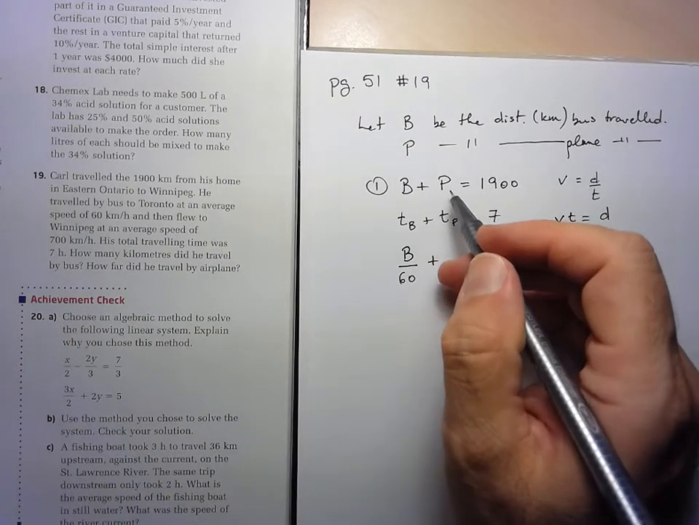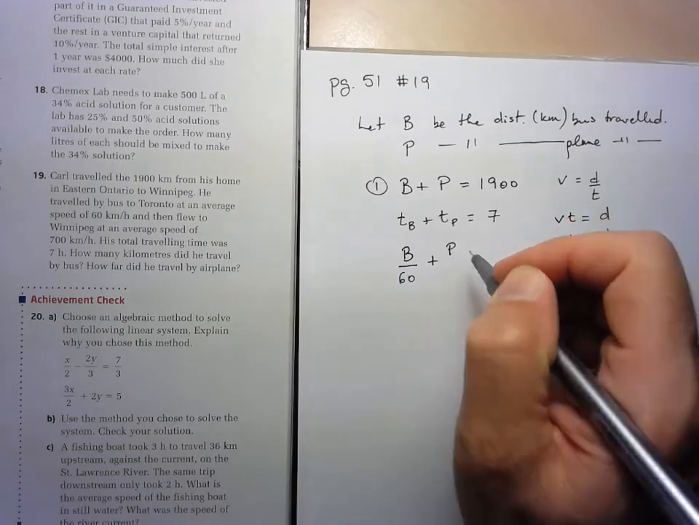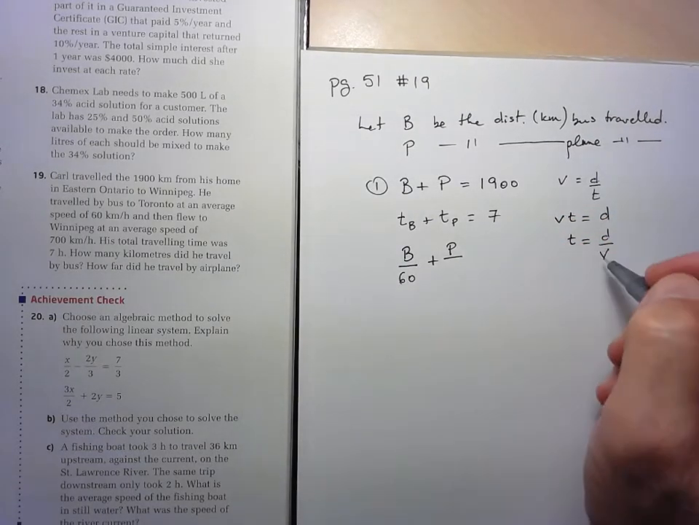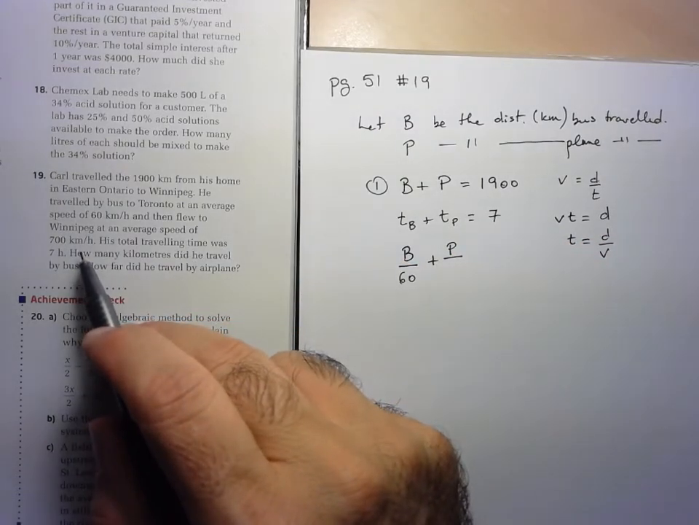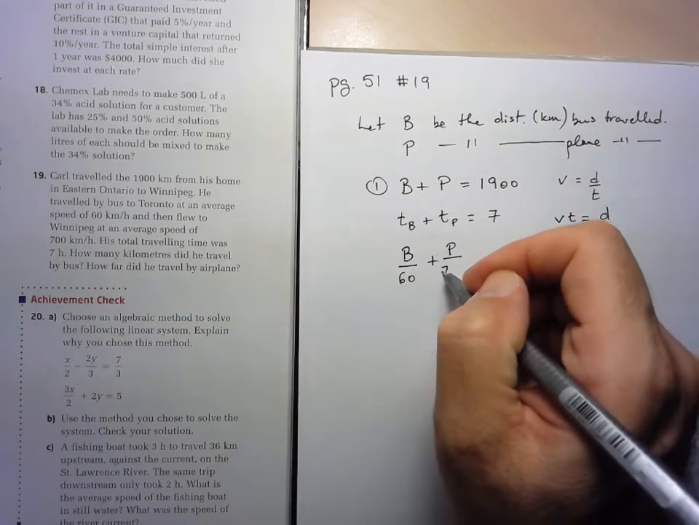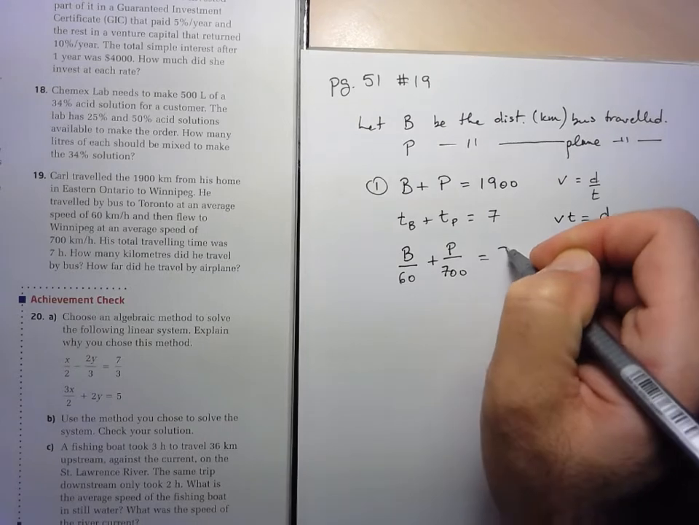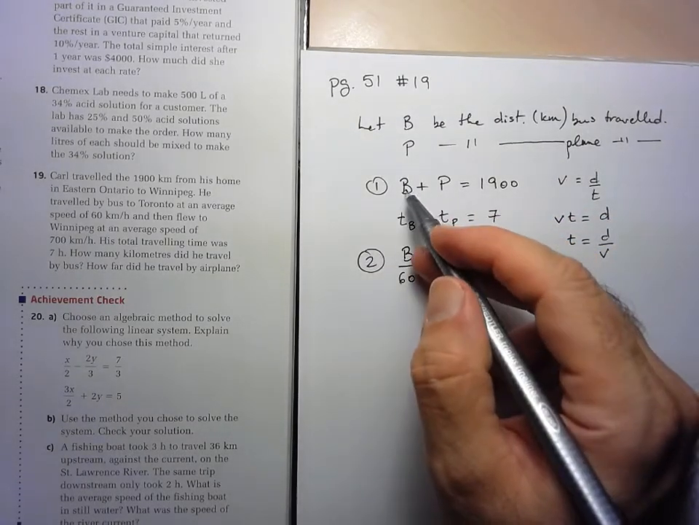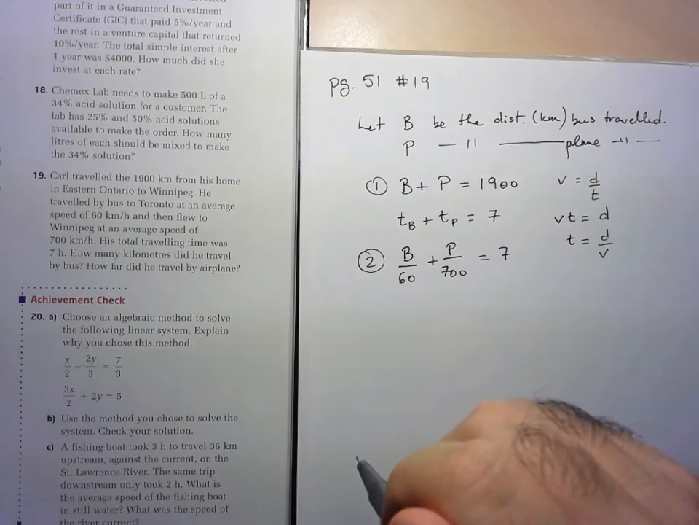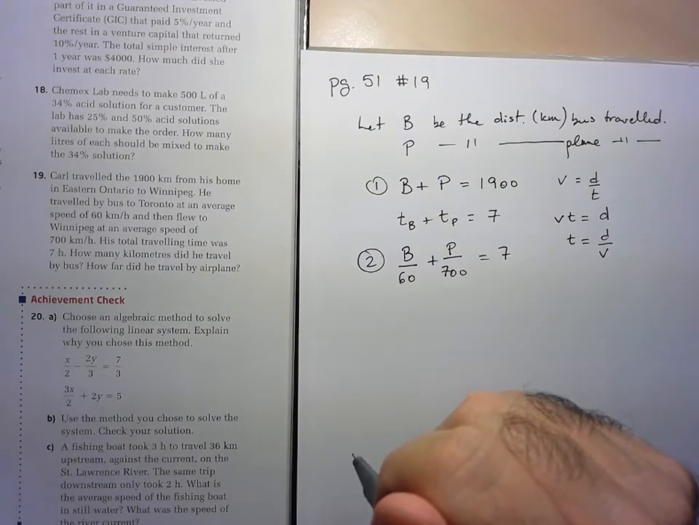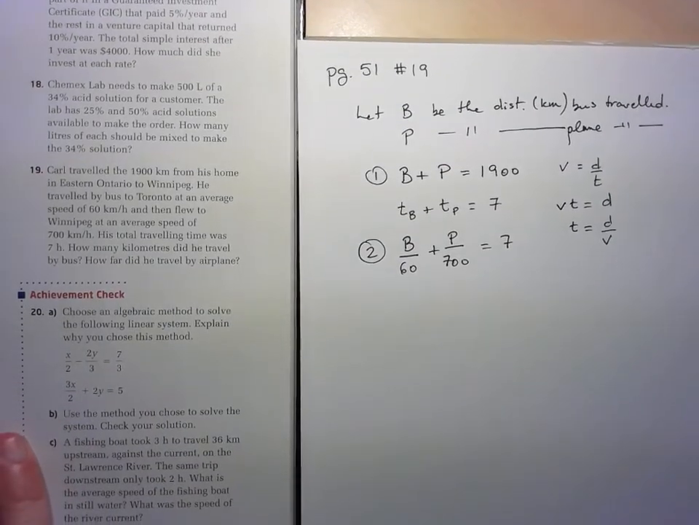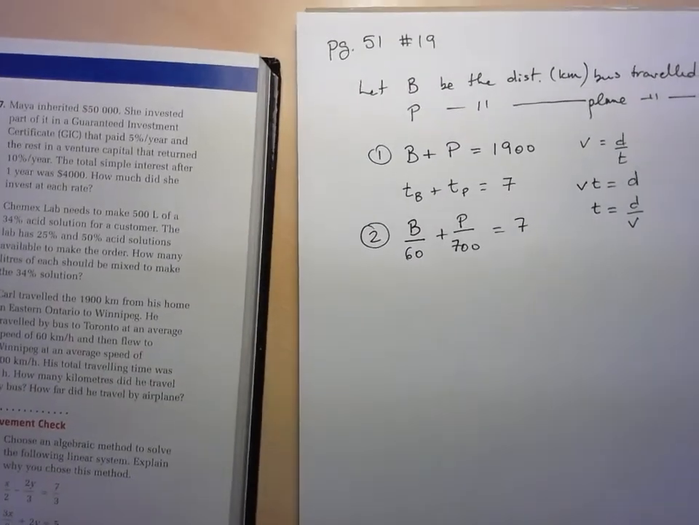The distance I don't know, but that's the variable I called P. And I divide that by the velocity, and I know the velocity when traveling by plane, it's 700. And lo and behold, we have a second equation that has the variables B and P, the ones we're looking for. So now it's just a matter of solving this system of equations, which in and of itself is a little interesting because we see that we have to work with fractions.